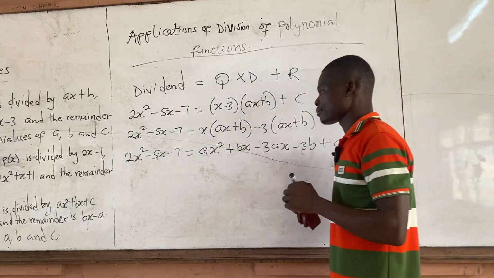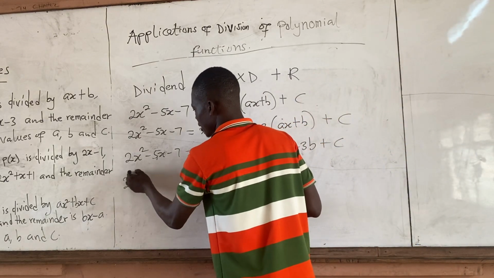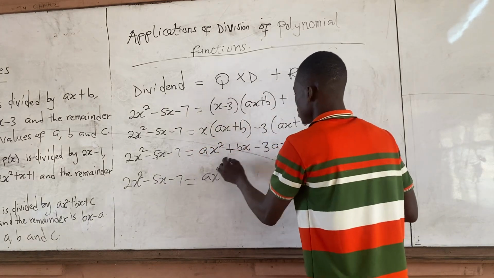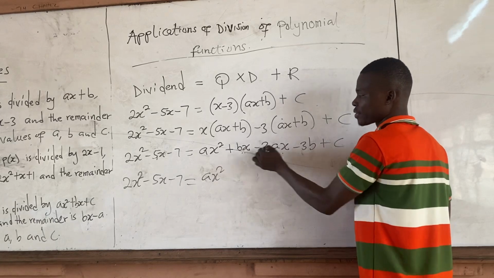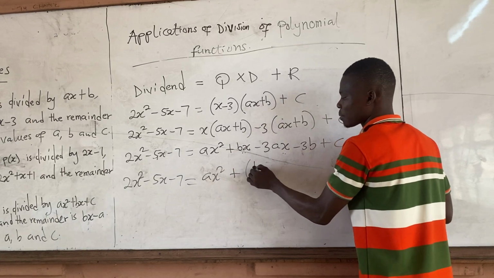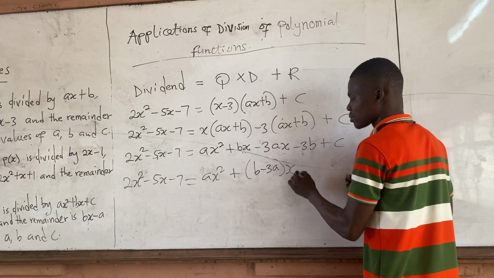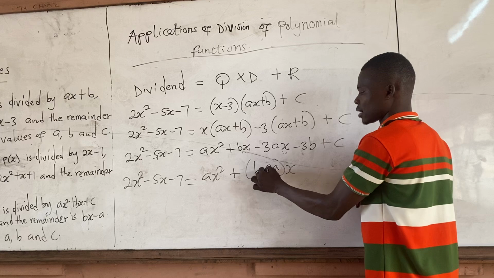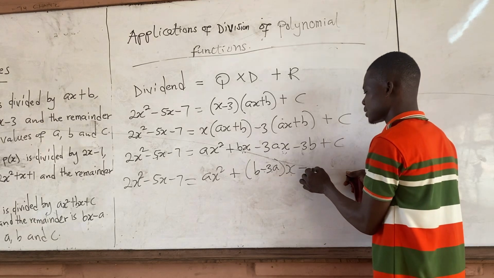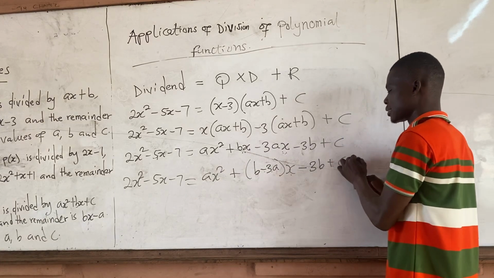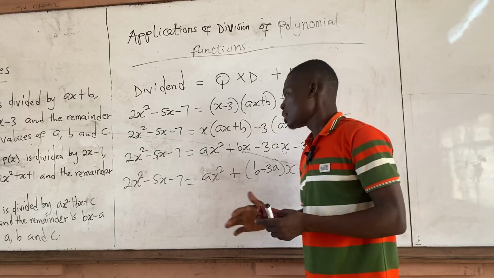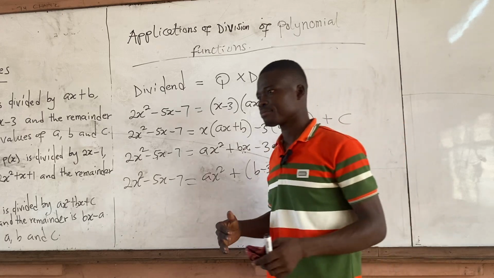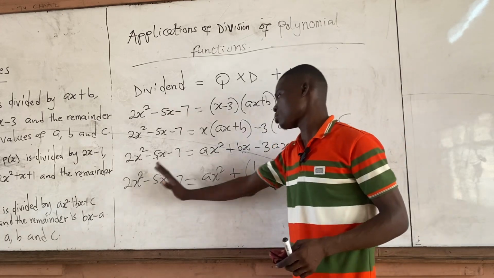Now let's simplify further. So we have ax squared. These two terms are in terms of x. We have plus b minus 3a times x, meaning factor x out. When you factor x out from these two terms, you're going to get (b minus 3a)x minus 3b plus c. Now, let's consider both sides of the equation. When you check, this side of the equation is equal to this side.